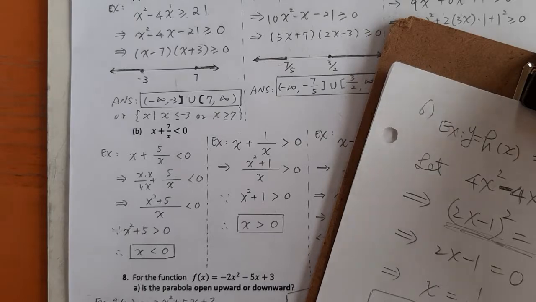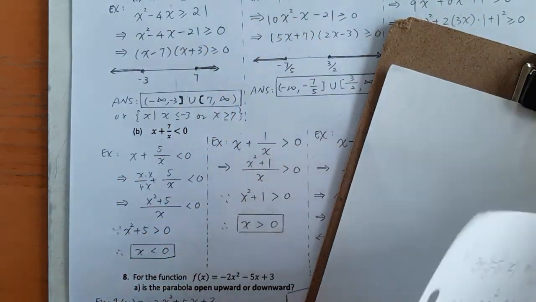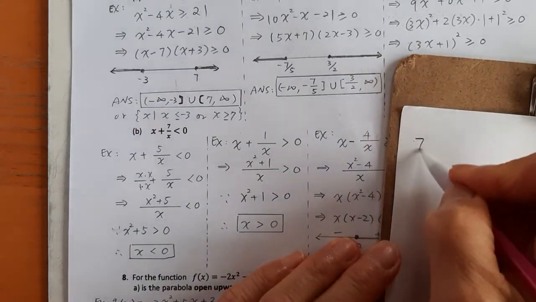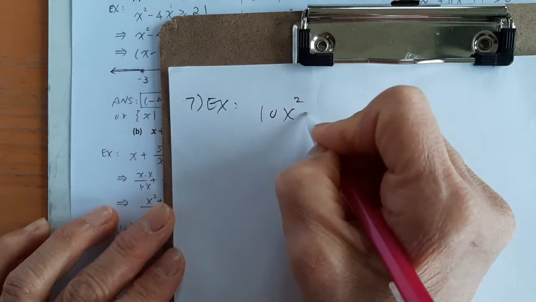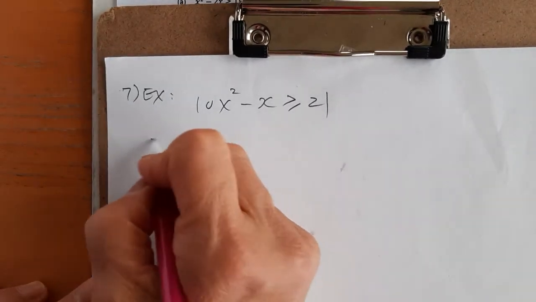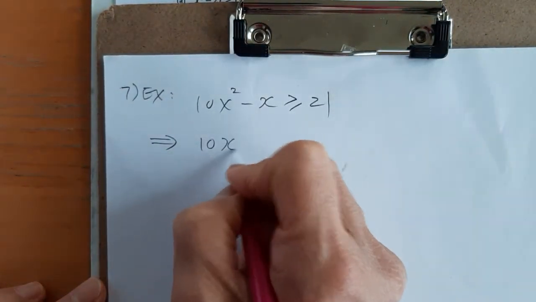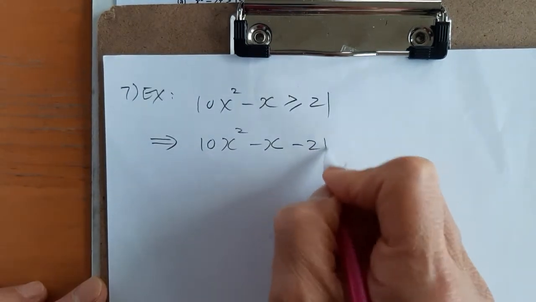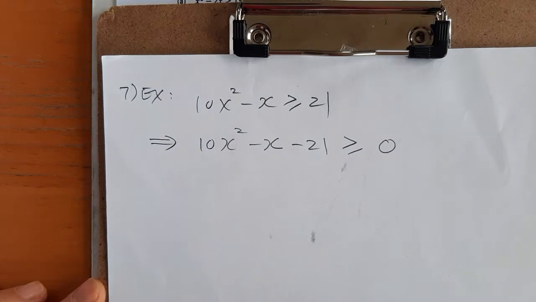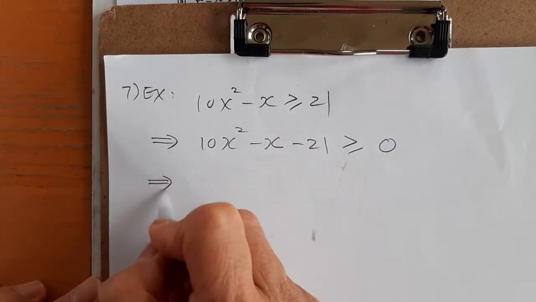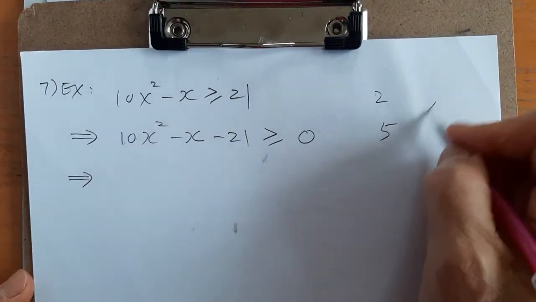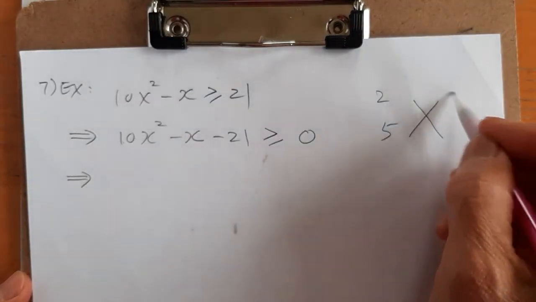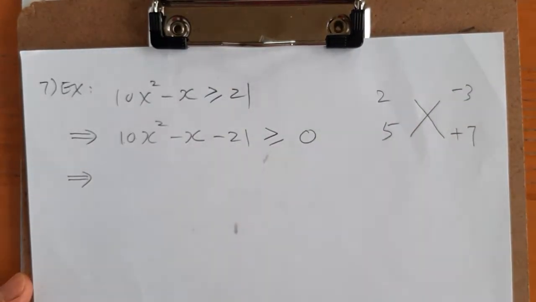Another example for question 7. Another example: 10x squared minus x greater than or equal to 21. First of all, we have to put all the terms on one side, so minus 21 from both sides, greater than or equal to 0. And try to factor it; if it can be factored, we factor it. 10 you can factor as 2 times 5. And for negative 21, try negative 3 and positive 7.